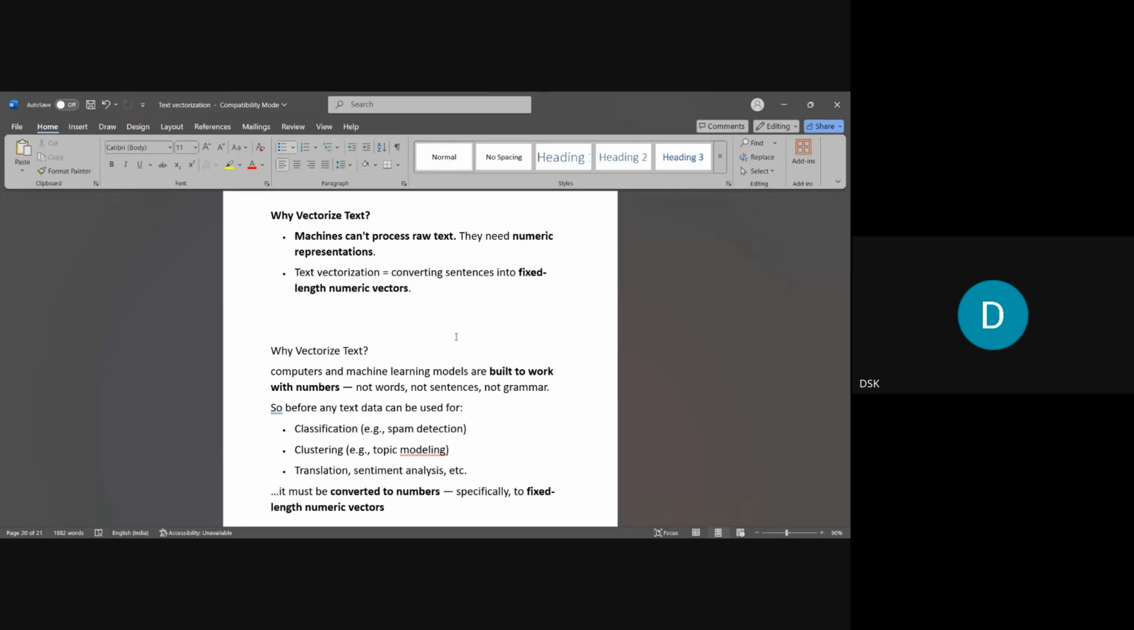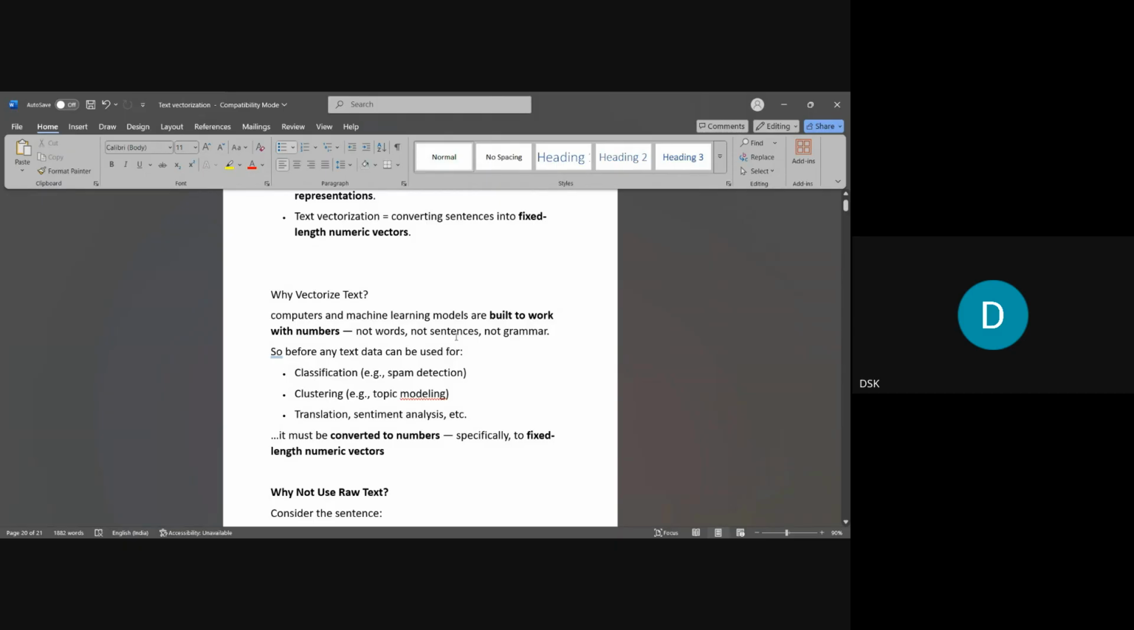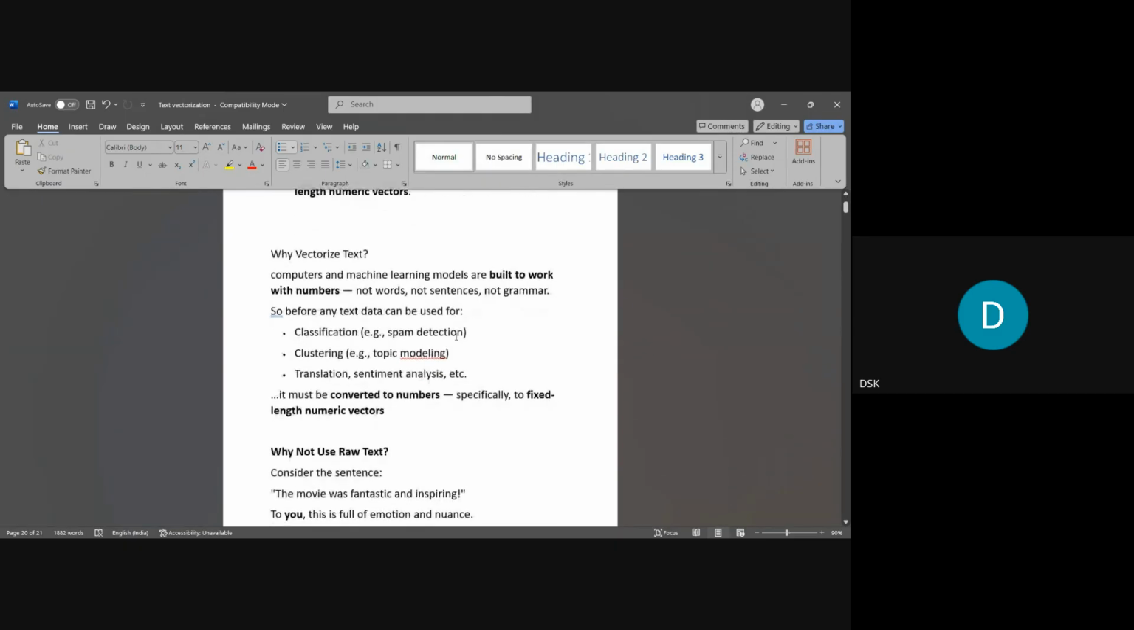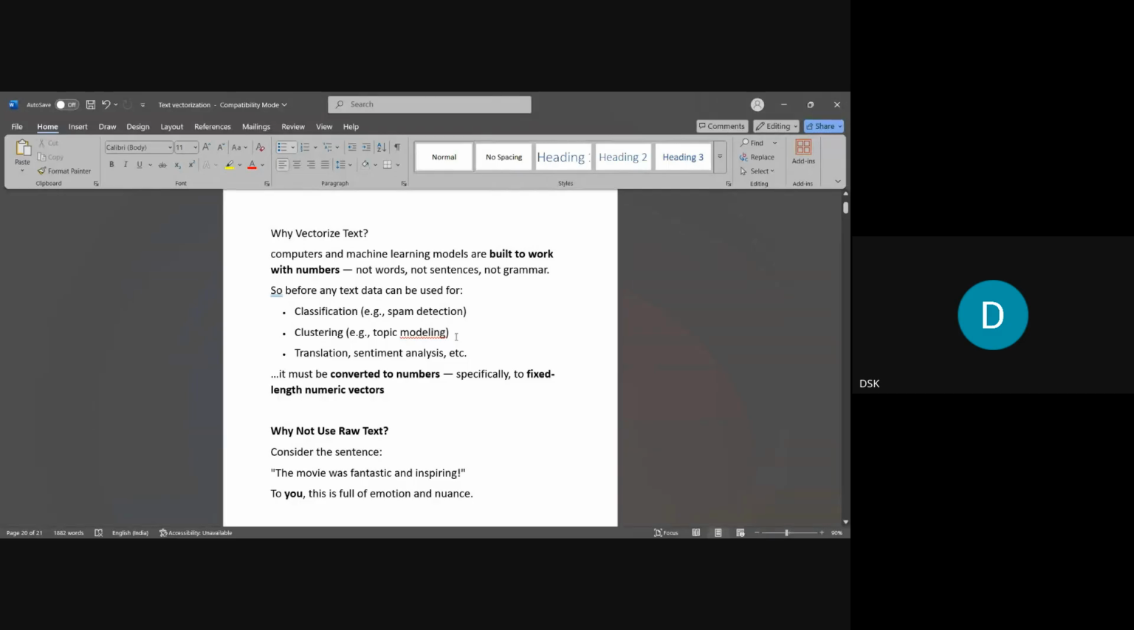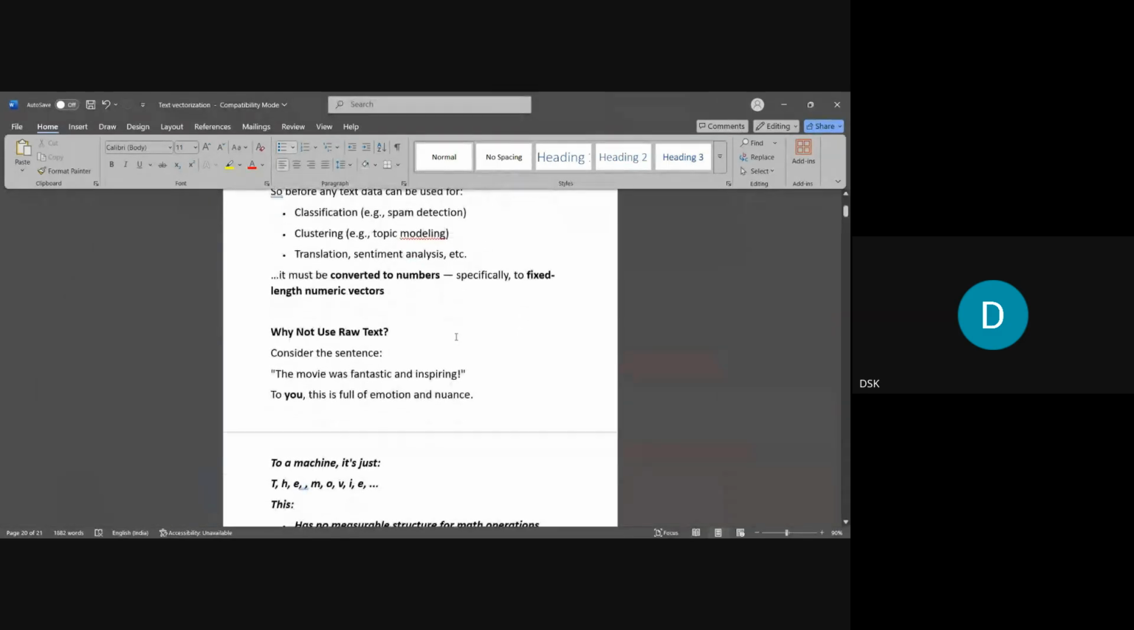Before any text data can be used for classification, for example spam detection, or for clustering, for example topic modeling, translation, sentiment analysis, etc., the first and foremost thing is that it needs to be converted to numbers, specifically to fixed length numeric vectors. Since the machine cannot understand the sentences, it needs to be converted into a binary form so that the machines can understand it.